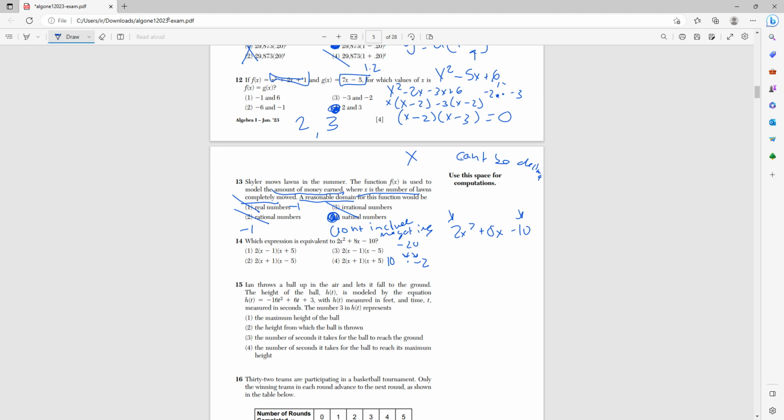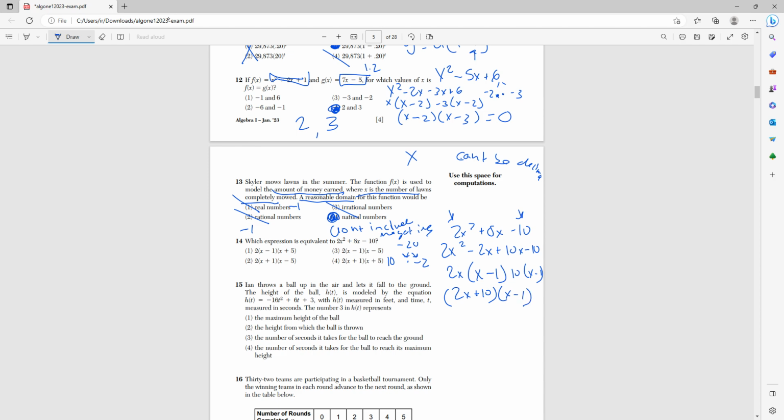So knowing this, we rewrite our problem as 2x squared minus 2x plus 10x minus 10, right? We factor out 2x, we're left with x minus 1. We factor out 10, we're left with x minus 1, right? So we have 2x plus 10 times x minus 1, right? Now don't panic.